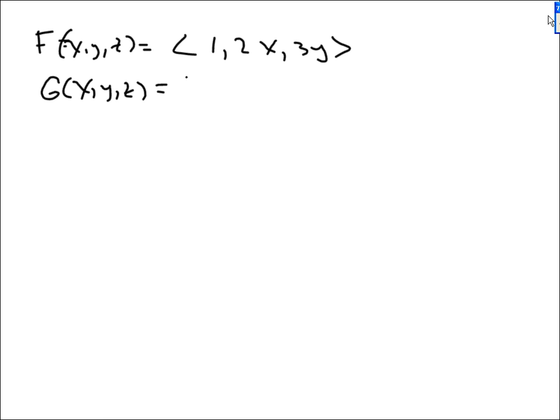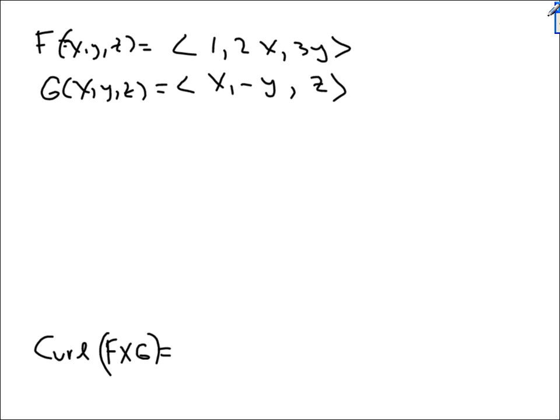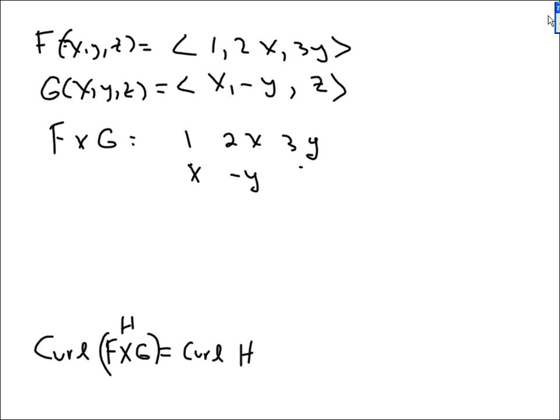Suppose you were told that F of x, y, z was (1, 2x, 3y). Just different notation. It means 1i plus 2x j plus 3y k. And you're told that G of x, y, z happens to be (x, negative y, z). And your goal is to find the curl of F cross G. That is what we want to know. Well, we find F cross G, which is a vector, call it H, and then we find the curl of that vector H. F cross G isn't hard. It's (1, 2x, 3y), (x, negative y, z).